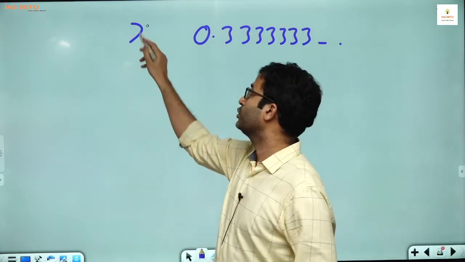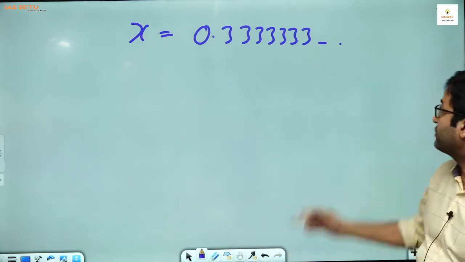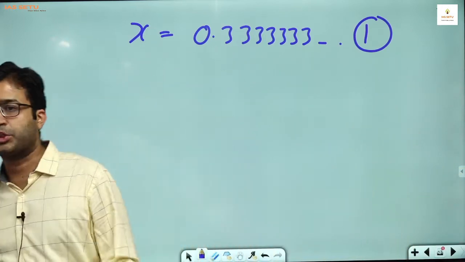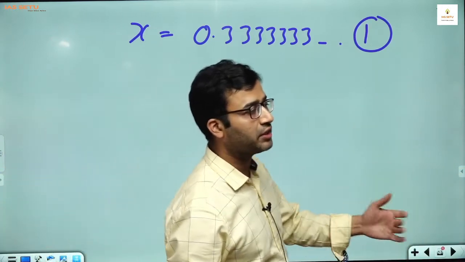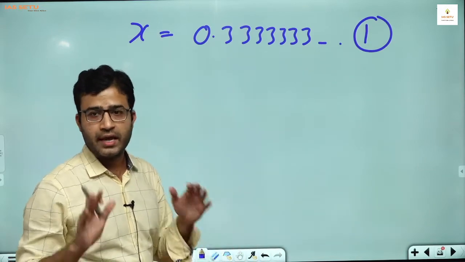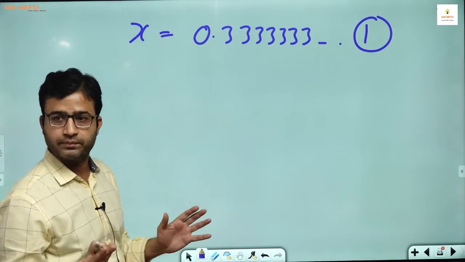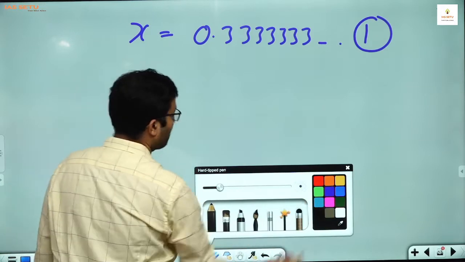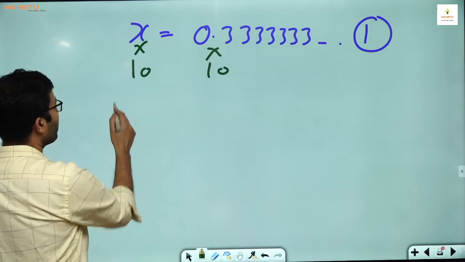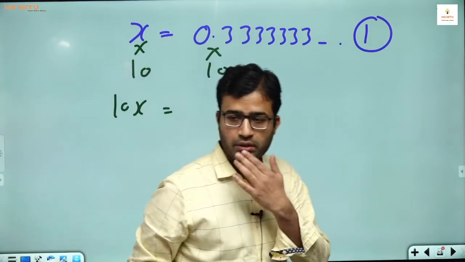We take it as x. So we have to find x as numerator by denominator. This is equation number 1. Left hand side, right hand side. Actually, we have to convert 0.33333 into a fraction. The rule is, in any equation, both sides you can multiply by the same value, you can divide by the same value. कर सकते हो. So we multiply with 10, we multiply with 10. So we get 10x here.